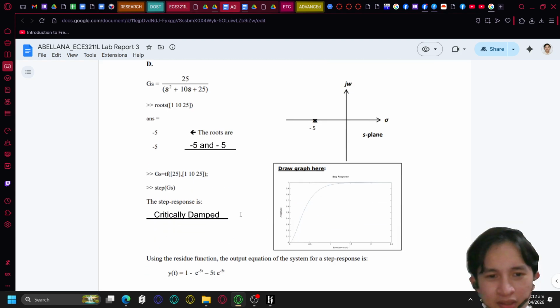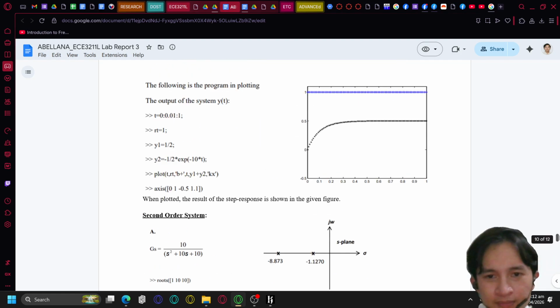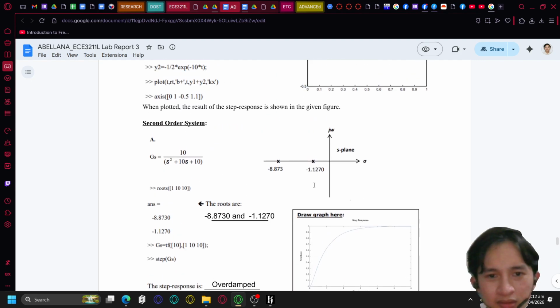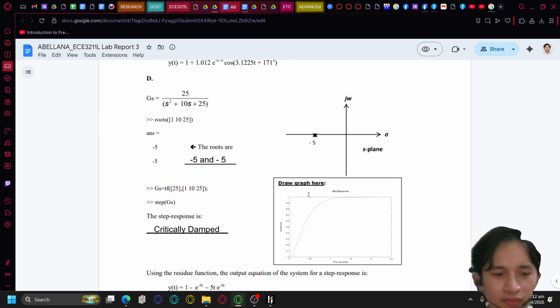And critically damped is faster compared to overdamped because it's 2.5 seconds, compared to overdamped, whose poles are negative 8.87 and negative 1.270, compared to negative 5 and negative 5.